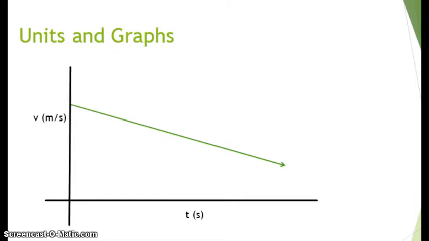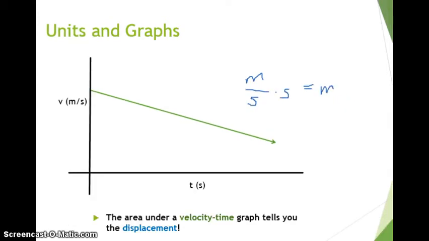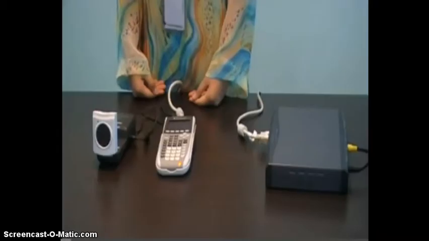I bet we could do that with a velocity graph too. Take a look at the units. We've got meters per second times seconds. There's our unit. The area under a velocity time graph tells you the displacement.